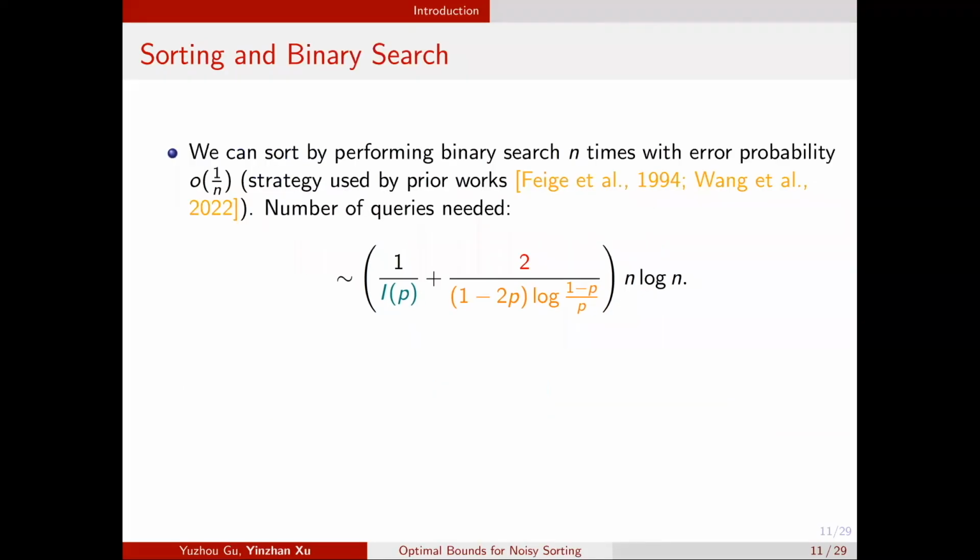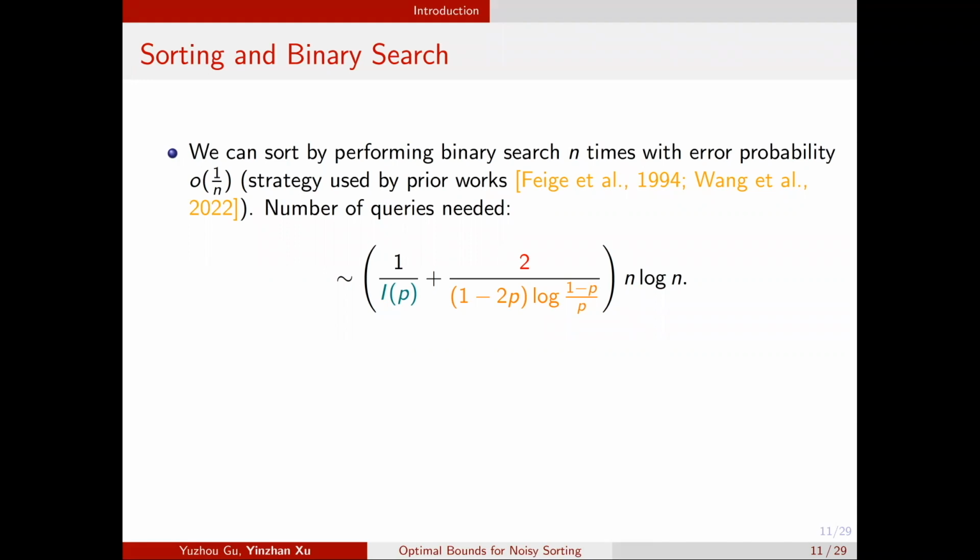We can use binary search to solve sorting in the following way. We keep doing binary search n times, and for the ith time, we insert the ith element into the sorted list of the first i-1 elements. After we do the binary search, we get the sorted order of the first i elements. So at the end, we'll correctly sort all the elements. If each noisy binary search has error probability less than 1 over n, by union bound, the overall noisy sorting has error probability less than 1.